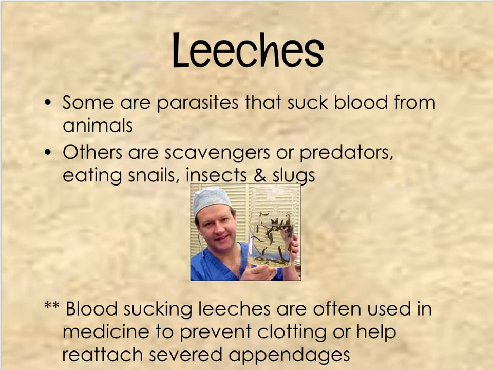Leeches tend to be the grossest, and there they are. And they're segmented. They're really dark in color. They almost appear black. And they do suck blood from other animals, so they are a parasite. They can scavenge. They can also hunt for their food, so they're predators like snails, insects, and slugs. But leeches have a really important use for us.